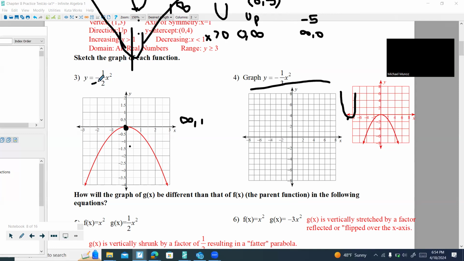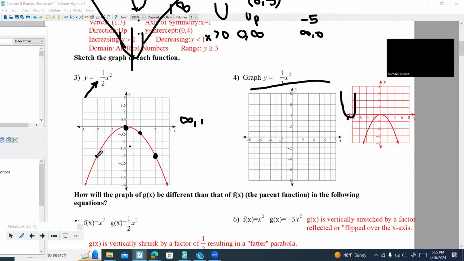But if I look at some of the key features, this negative sign means it's going to go downward. So it's going to have a maximum up here. And this 1/2 says that if 1 times 1 is 1, this is half of that. So I'm going to go halfway up, which would be 0.5. And then if I go right, 2 times 2 is 4, which is way down here, but half of 4 is 2, so I would put my other dot here.